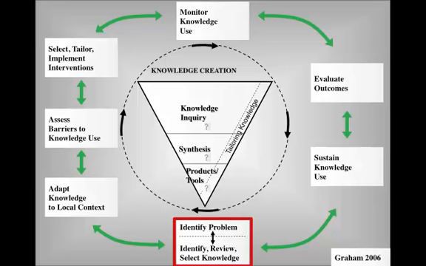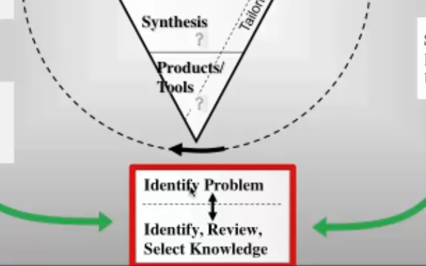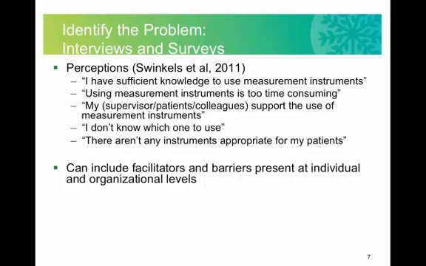Now, we're going to start by talking about the first step in the action cycle, and this step is identifying the problem or the knowledge gap. In this case, the gap would be related to measurement practices at your clinic. Perhaps clinicians aren't using standardized assessments, or they are all using different assessments, or possibly they are not using them in a methodical way. There are various ways that the problem could be identified.